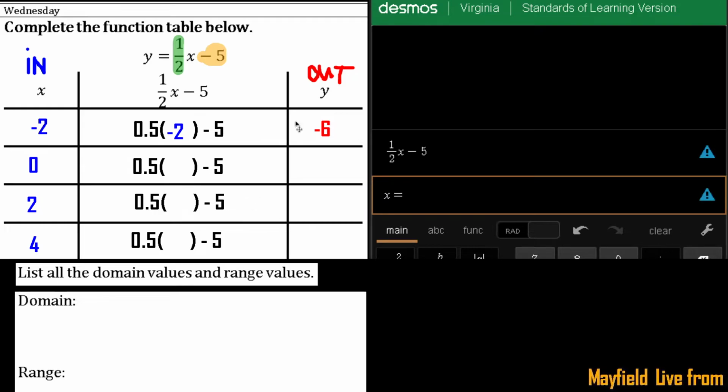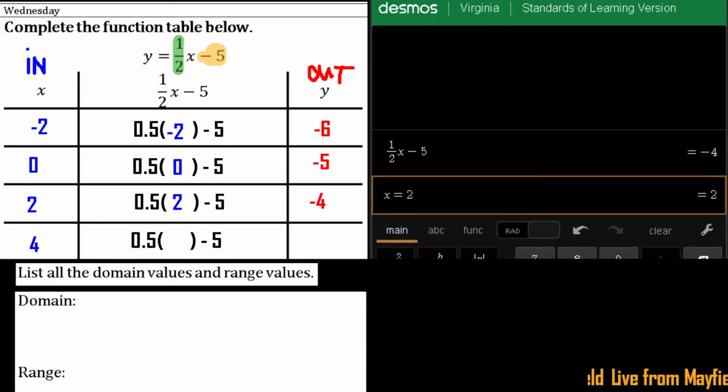Alright, so let's see what happens when you get 0. So we should just get our y-intercept of -5. So we do 0.5 times 0, which is 0, minus 5 is -5. I can check on here. The ordered pair is 0, -5. Then for 2, I have 2 times 0.5 is +1, and +1 minus 5 is -4. So I have 2 as my input and -4 as my output.